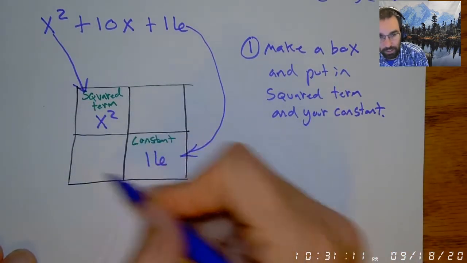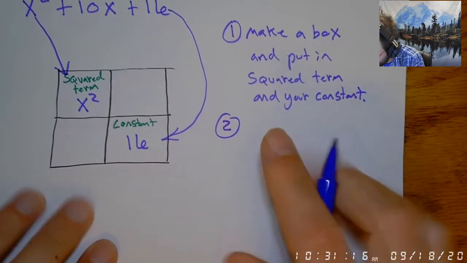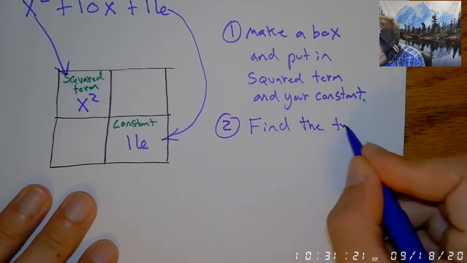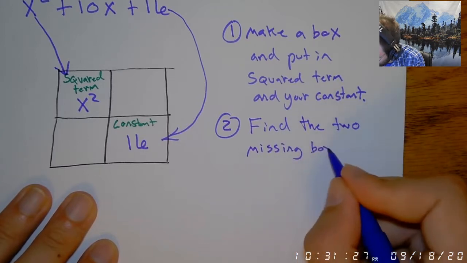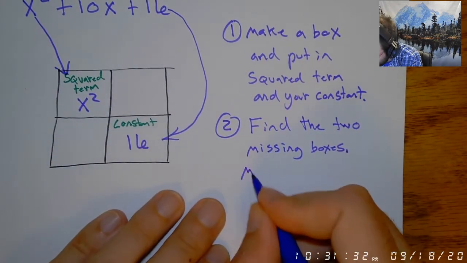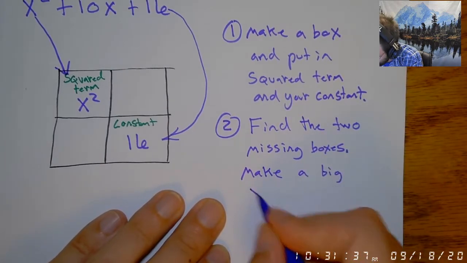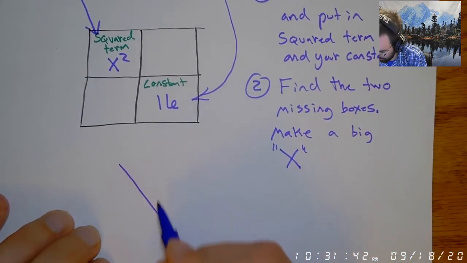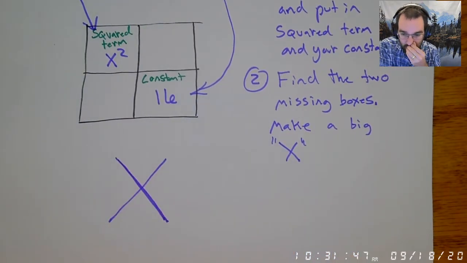Okay, so first we make a box, we put in the squared term and the constant term. So step 2, okay, we need to find the 2 missing boxes. Okay, so to find these 2 missing boxes, we're going to make a big X. Okay, so I'm going to do that right here. Now I'm going to go back just a little bit.